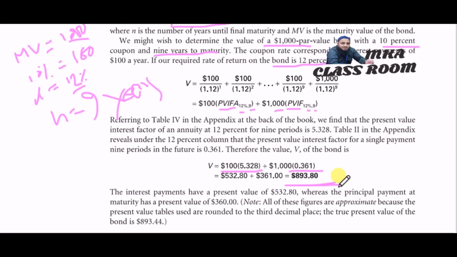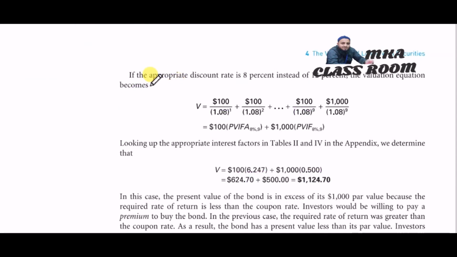So if we multiply and sum these values, our value should be 893.80. So the value of this bond is now 893.80.